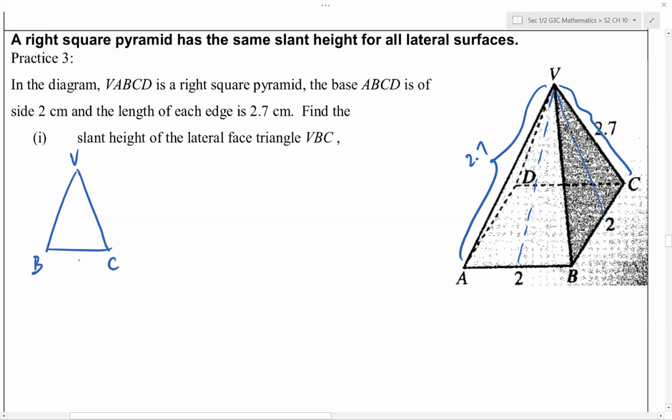Put in all the relevant information you have, 2 and 2.7 as the edge. They want the slant height. So in your own triangle, write down, indicate your slant height. The slant height is going to be the perpendicular distance from V to BC. Let's call it H. Okay, so now, how then do we find the value of H? Any suggestions?